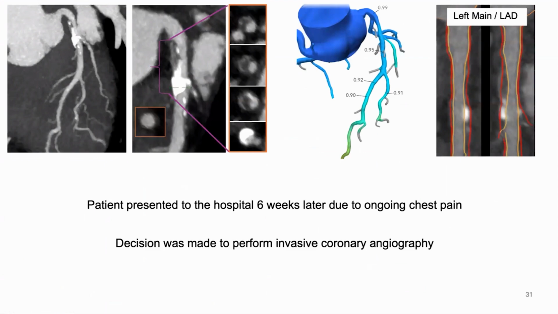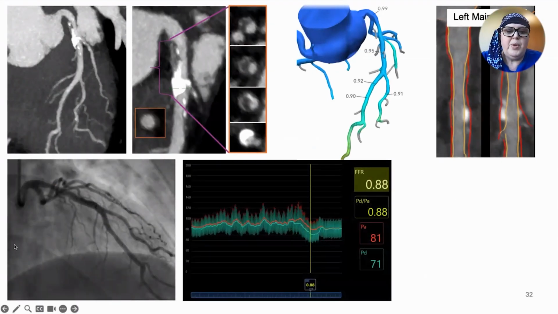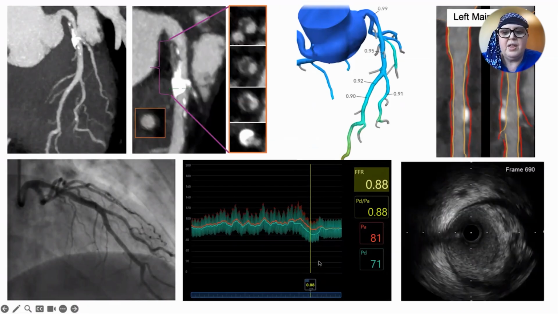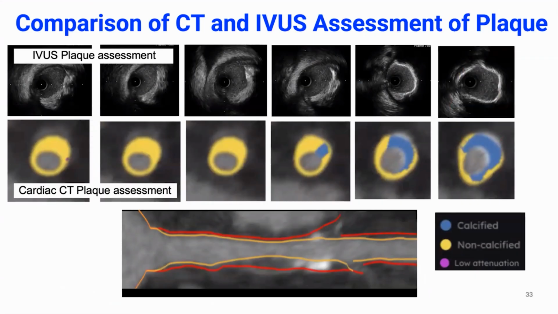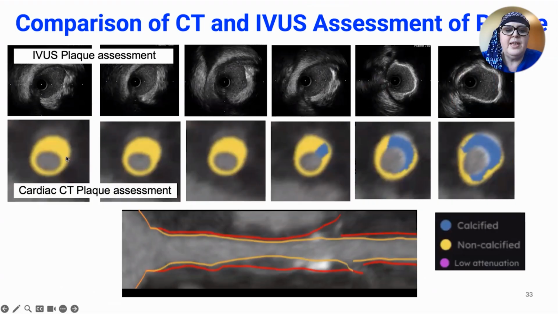So this patient later presented with persistent chest pain 6 weeks later, and they did a left heart catheterization. What we found is very similar results with an invasive FFR, which was negative, and he had IVUS evaluation. And this is very clinically meaningful for people who may be hesitant. Is the plaque volume really accurate? What you can see is compared to this IVUS, it correlates extremely well. Again, the yellow being non-calcified and the blue being calcified, and you can actually see these rings correlate quite well.